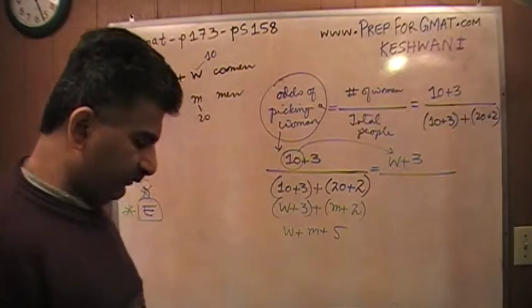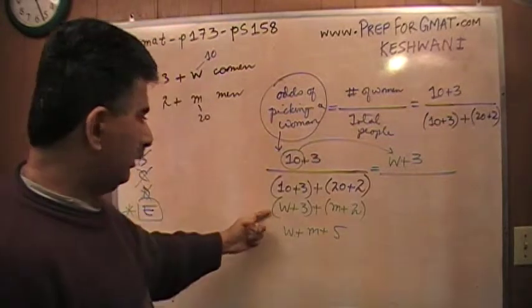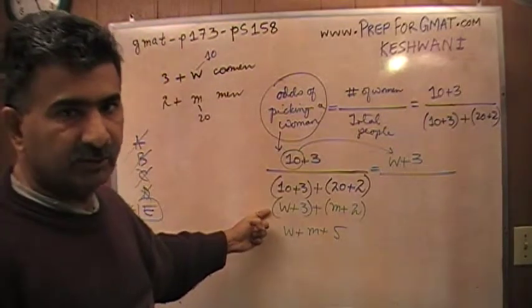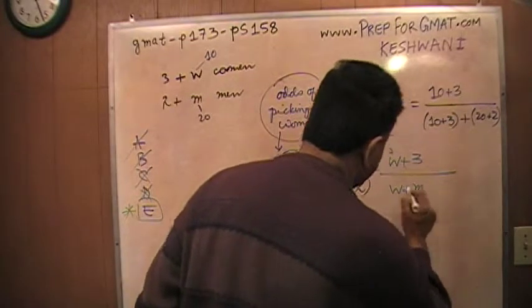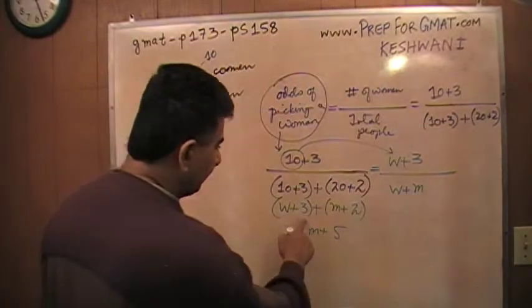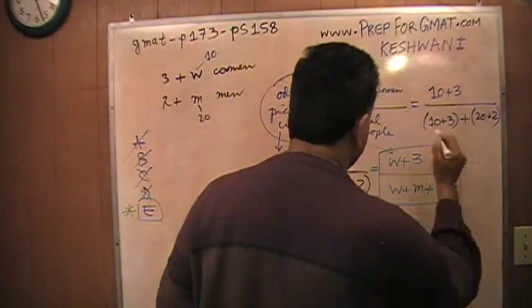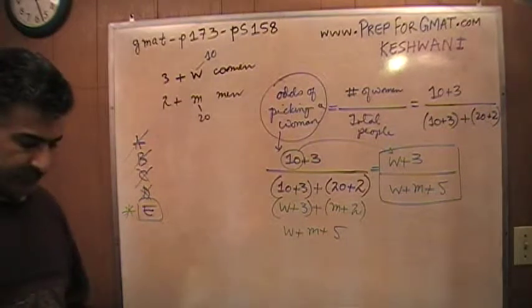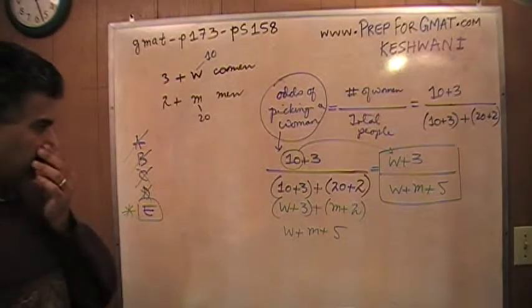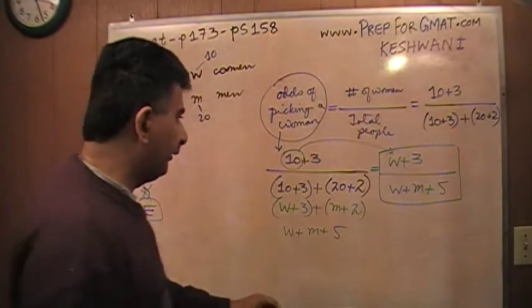Which makes sense because answer C says the total number of women, which is W plus 3, over the enlarged size of the committee, which is the original number of women that we started out with, plus the original number of men that we started out with, plus the 5 more people. That's it. And voila. That's all. So the answer here is E. The answer is E. That's what it was. Simple, straightforward.